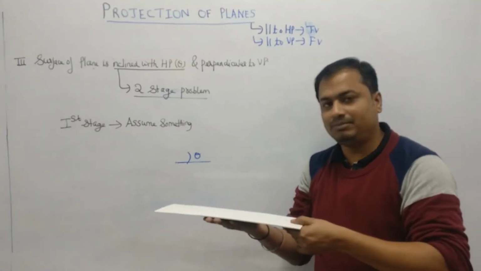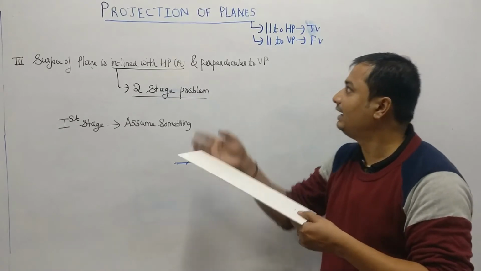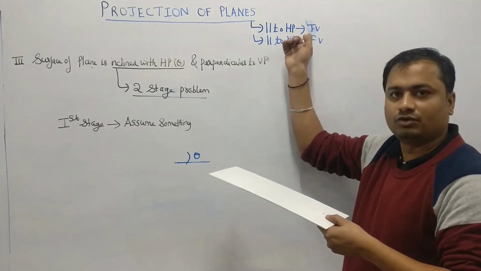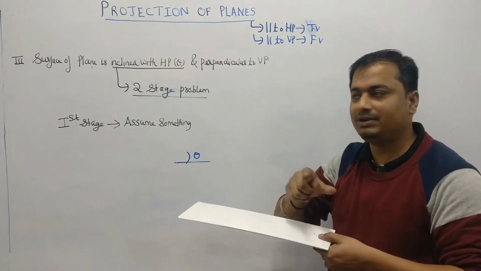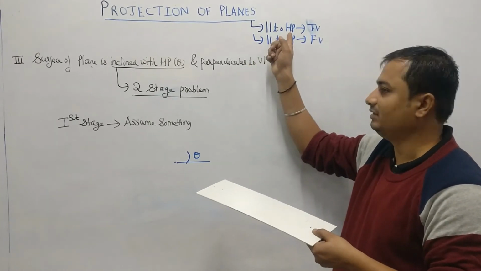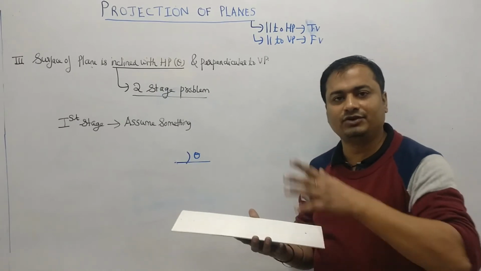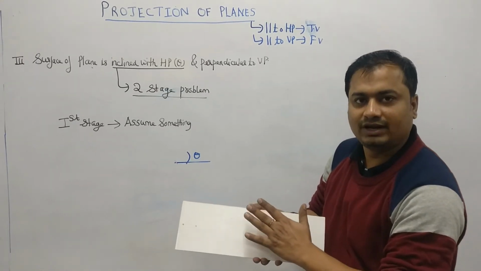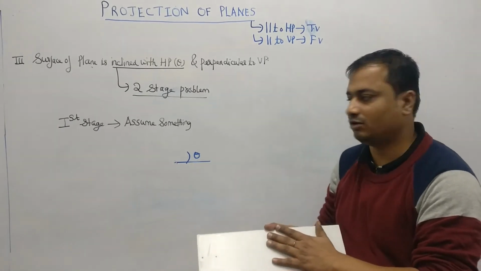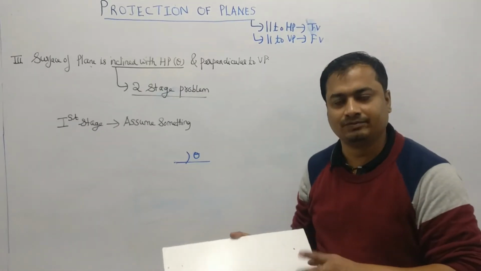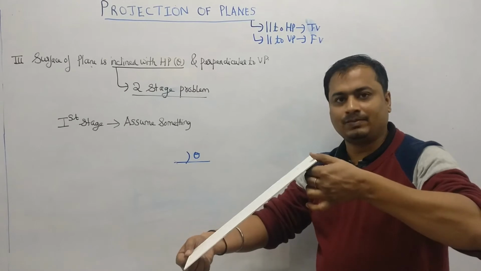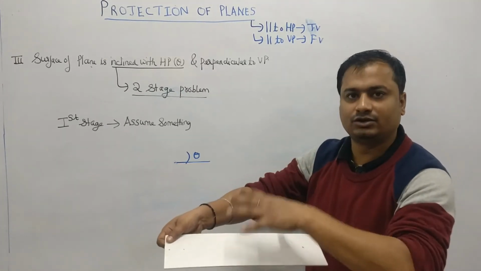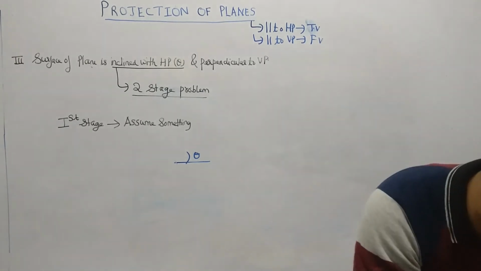And when any plane is parallel to the HP, you have to draw the top view first. When any plane is parallel to the HP, you have to start with the top view, because on the top view you will be getting the true shape of this rectangle. This is very important to understand the concept of the first stage, what we are assuming here. So when my plane is like this, I will be assuming it parallel, and then I will be drawing the top view first. Okay, so let's draw the top view first.